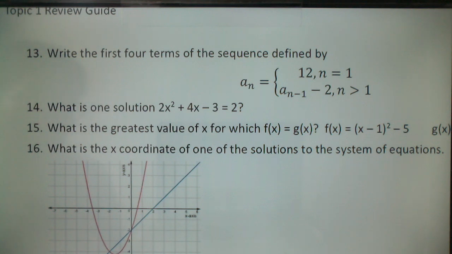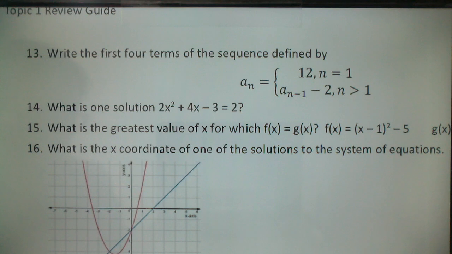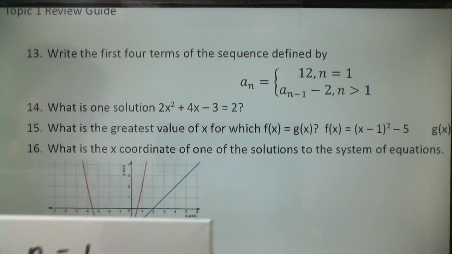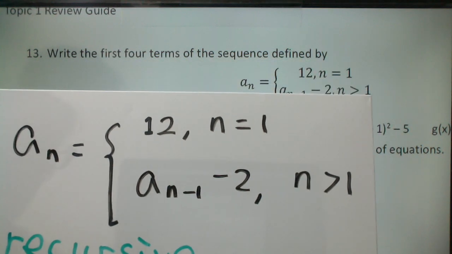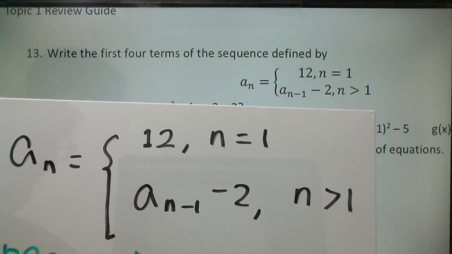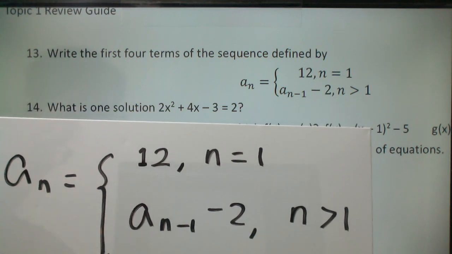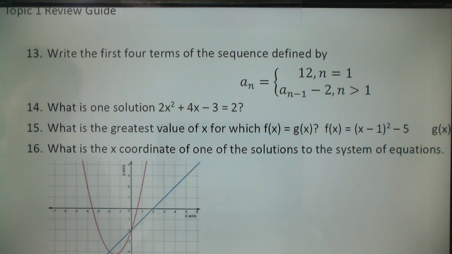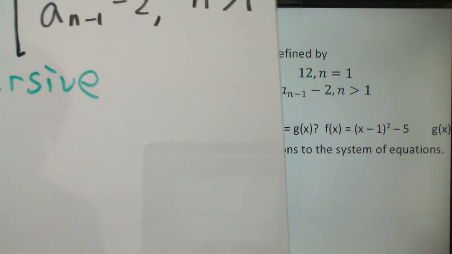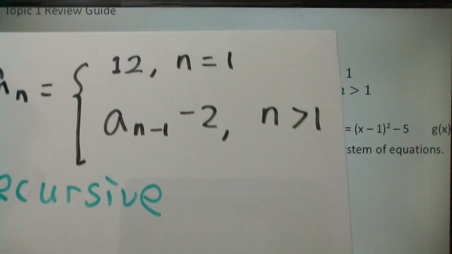Number 13. Here is the format. Do you remember how we call this? Recursive. Recursive means the relationship of an and an minus 1. So I'll explain one more time. I will write down my own sequence. This is just an example.